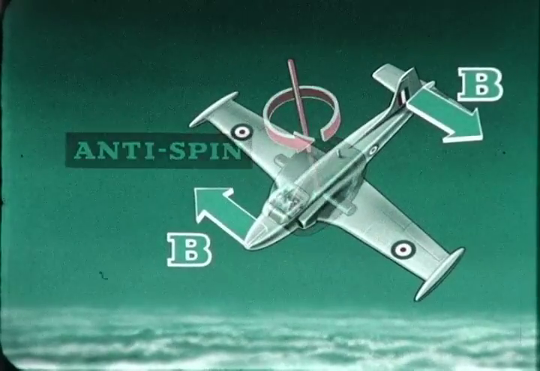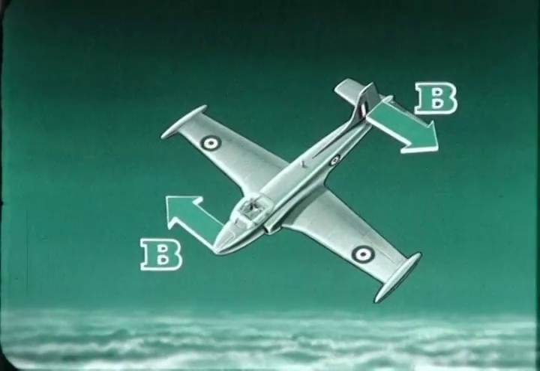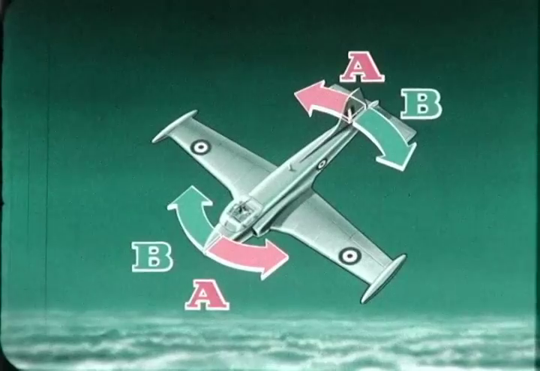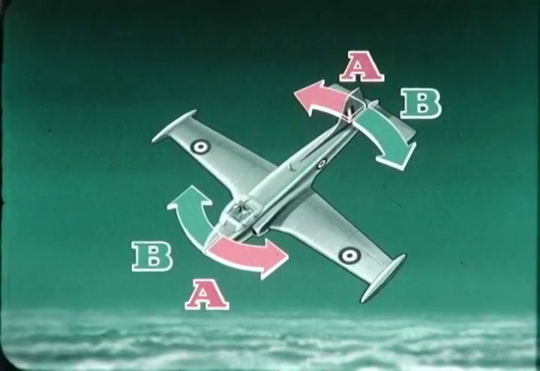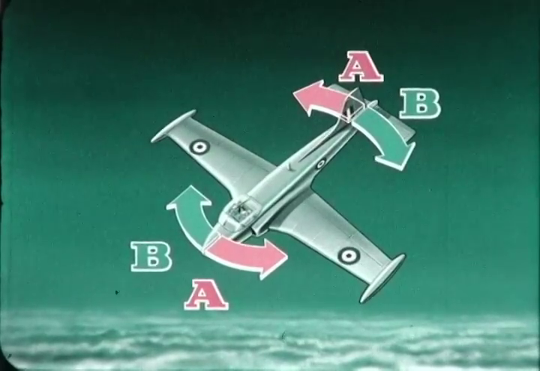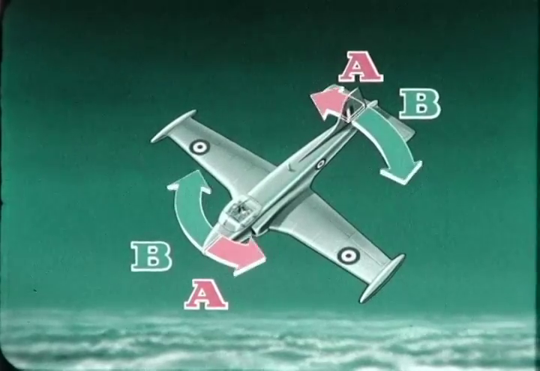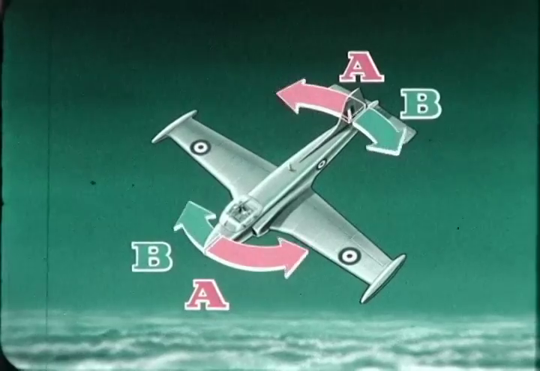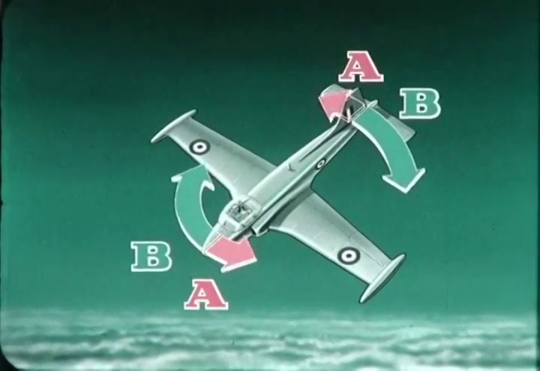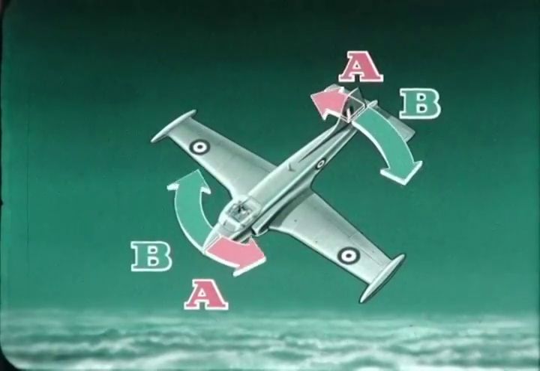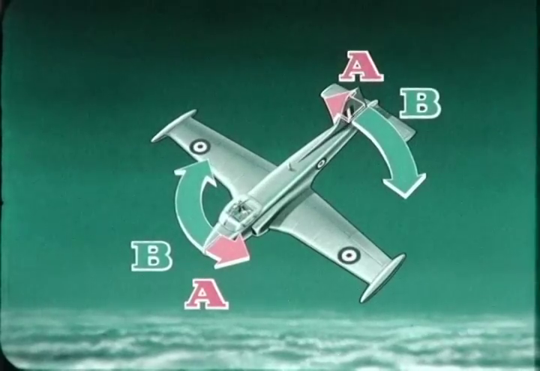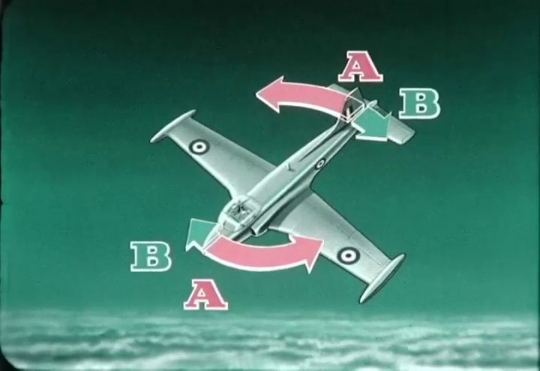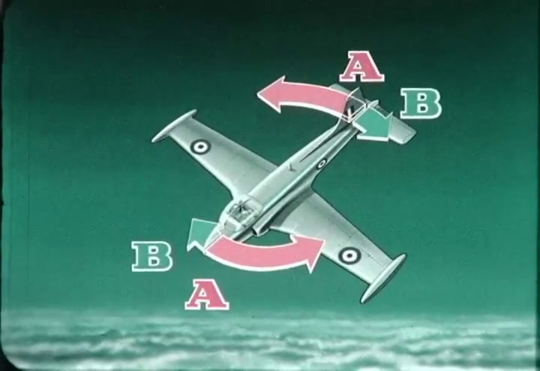So, of the two inertial yawing moments, that due to B is anti-spin, and that due to A is pro-spin. Whether the total inertial yawing moment is pro-spin or anti-spin will depend on the relationship between B and A. A ratio of B to A greater than 1 is anti-spin, and a ratio of B to A less than 1 is pro-spin.